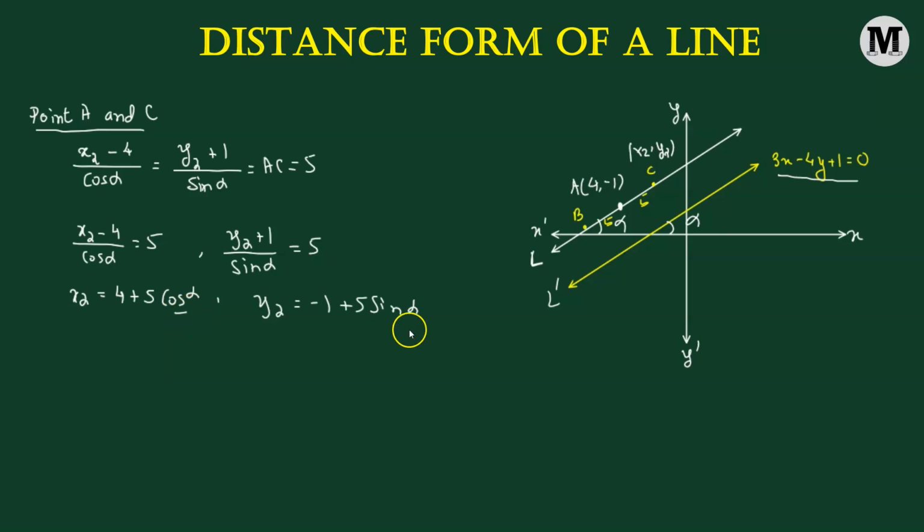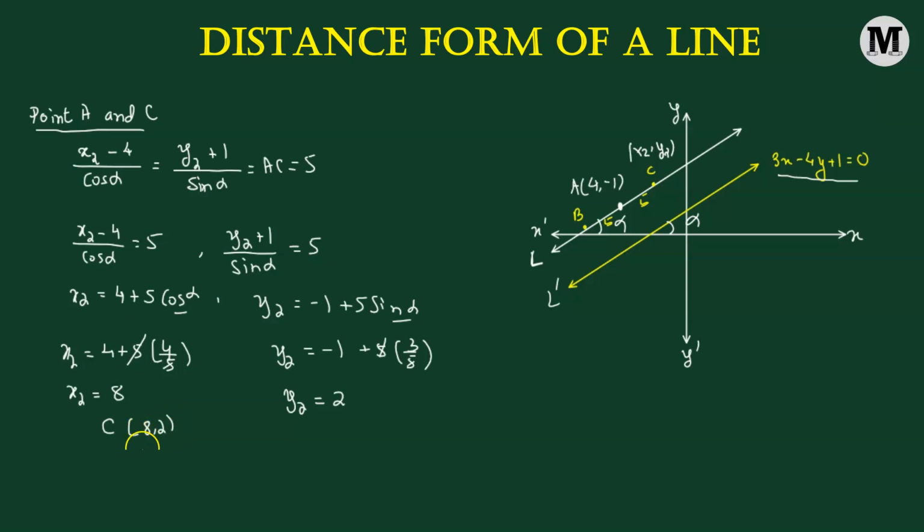So let's use the values of cosine alpha and sine alpha. Cosine alpha was 4 over 5. So we have x2 equals 4 plus 5 multiplied by 4 over 5. And for y2, we have -1 added to 5 times 3 over 5. So 5 and 5 get cancelled out, and x2 comes out to be 8. And y2 comes out to be positive 2. So here we have obtained the coordinates of point C as 8, 2.